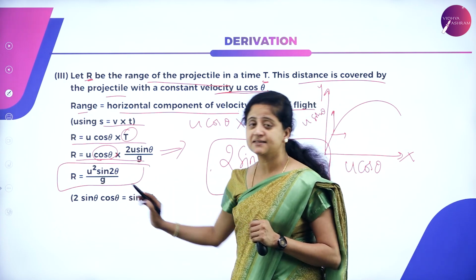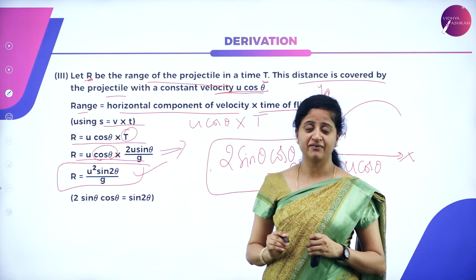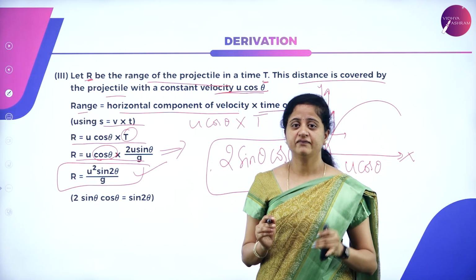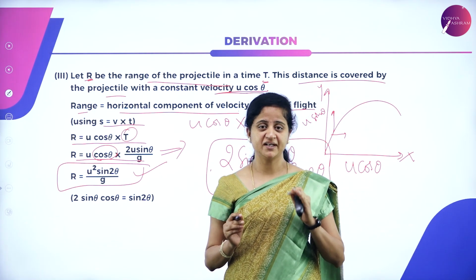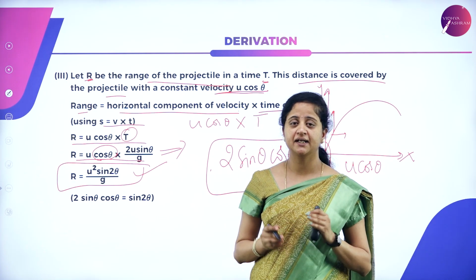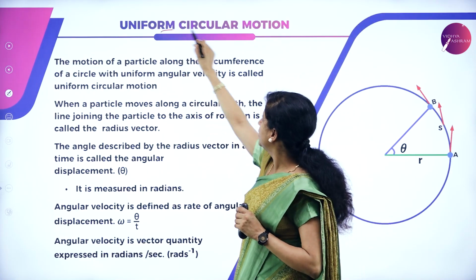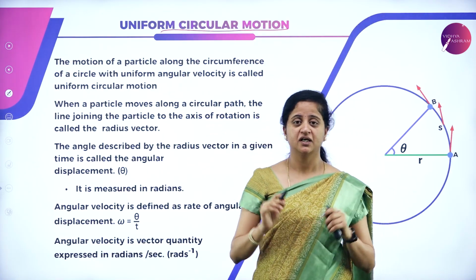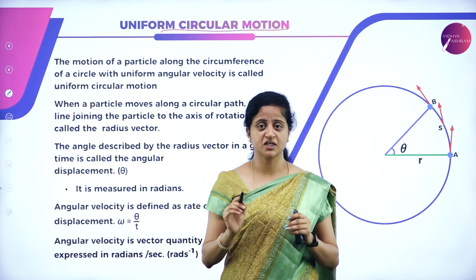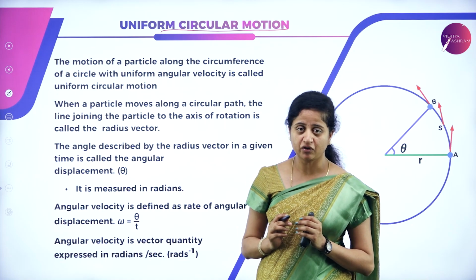We call it the range, and the range formula is u square sin 2 theta divided by g. All three, that is maximum height, time of flight and maximum range formulae, are very important in solving numericals. Next, let us move on to uniform circular motion. Uniform circular motion, the name itself gives us an idea of what we are going to talk about.